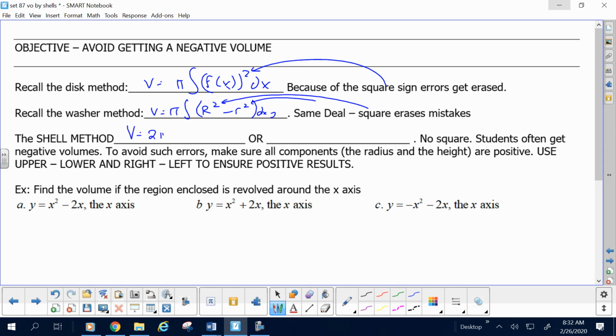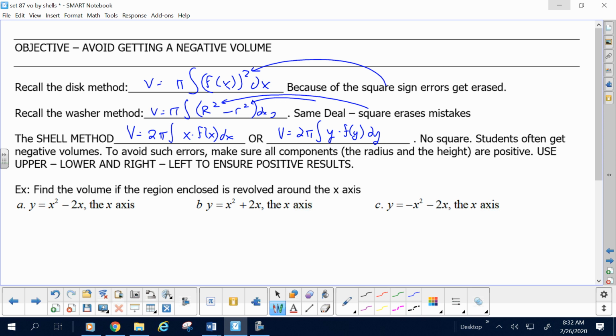You have something like 2 pi r, and the radius could be x, and you multiply by the height f of x, thickness dx. Or the volume could be 2 pi, and the radius could be y, and you multiply by heights in y terms, which is usually the functions in terms of y, but there are no squares. And so if you have a negative radius, you'll get a negative answer. If you have a negative function, you'll get a negative answer. And that obviously is bad.